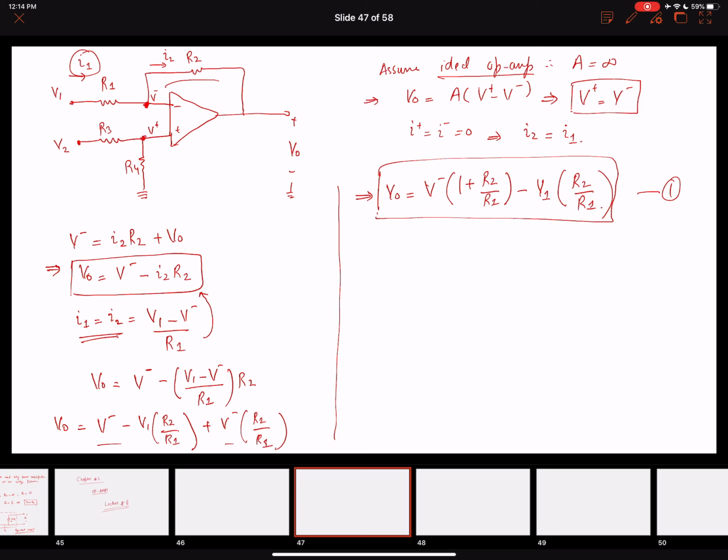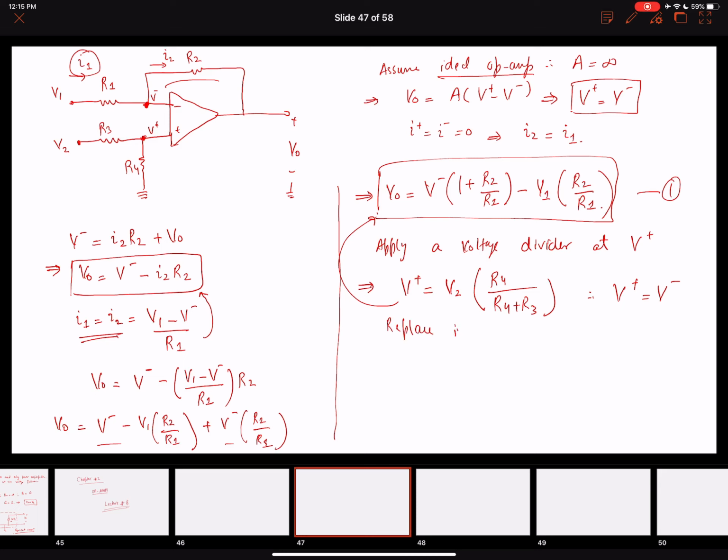Now let's apply the voltage divider rule at V positive. If I apply a voltage divider at V positive, I will get V positive equals V2 into R4 over R4 plus R3. And since V positive equals V negative, I can replace this value in equation 1.